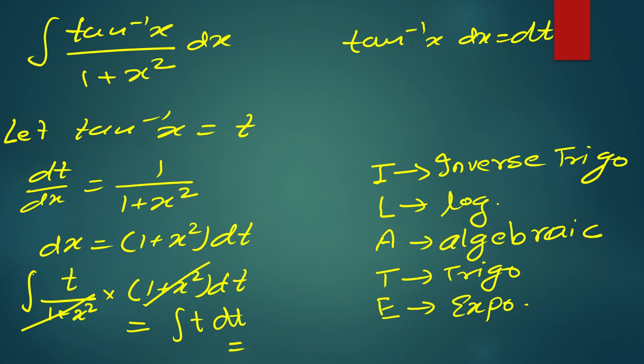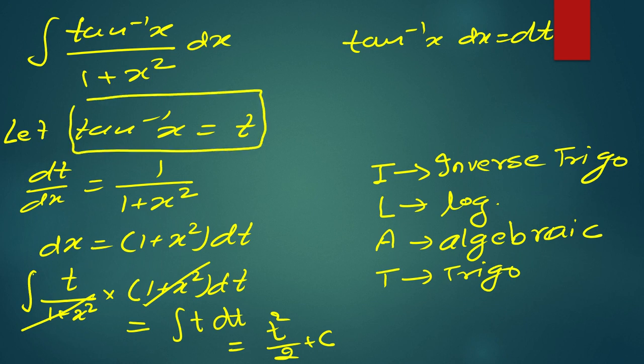Now the integration of t will be t square by 2 plus c. And what was the value of t here? Because the question was in x, the value of t you will take from here. So the value of t is tan inverse x, whole square over 2 plus c. Like this you can solve the question. What else can we have based on this? Let's try to understand some other examples.